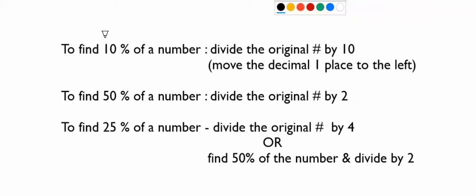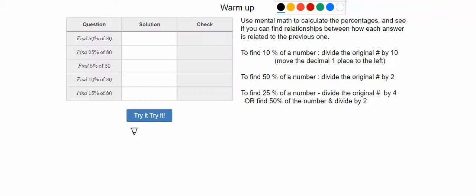So slide one, remember to find 10%, you're just going to move your decimal one place to the left. 50% is half, so you're going to divide by 2, and 25% is a fourth of the number, so you're going to divide by 4. Okay, so the first one, just a quick warm up. To find 50% of 80, go through and do those.